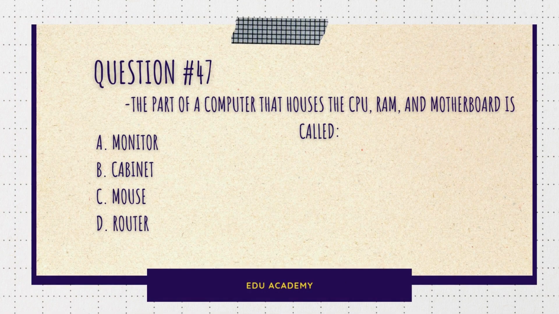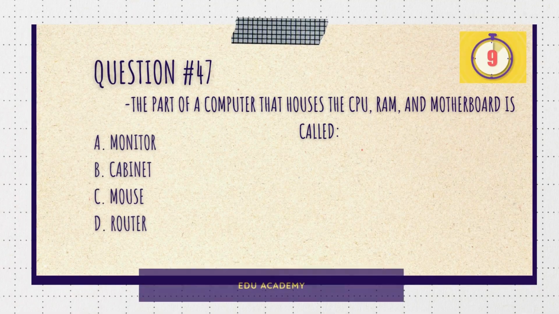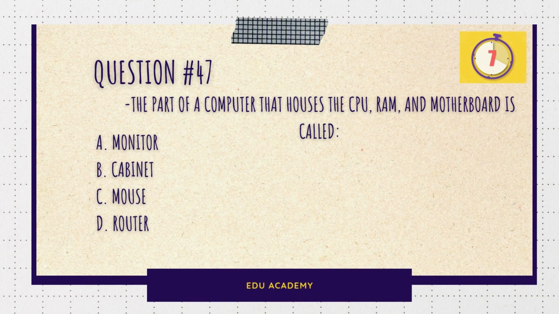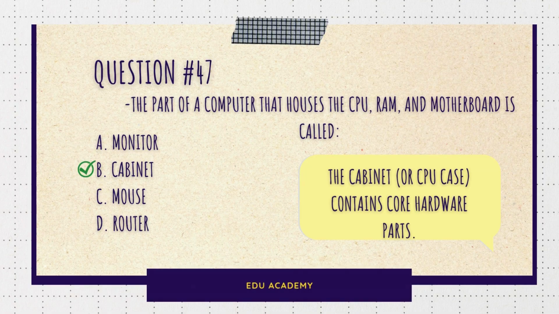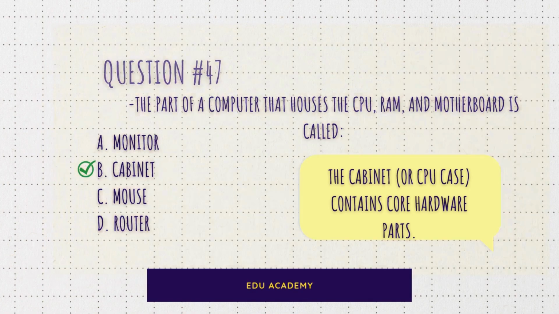Question 47. The part of a computer that houses the CPU, RAM, and motherboard is called A. Monitor, B. Cabinet, C. Mouse, D. Router. You have 10 seconds. Time's up. Answer B. Cabinet. The cabinet or system unit contains all the core components of a computer.